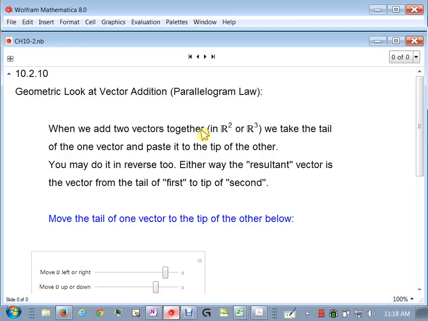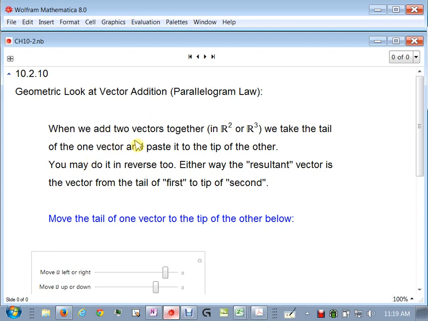So if we have 2 vectors and we want to add them together, we have some rules as to what happens when we try and do it. And it turns out that geometrically, when you add 2 vectors together, they create a new vector that, when you draw it all out, you get this parallelogram. So let me just show it to you.